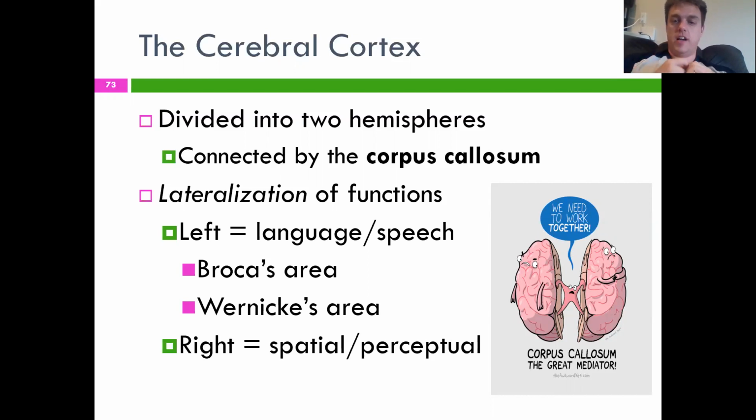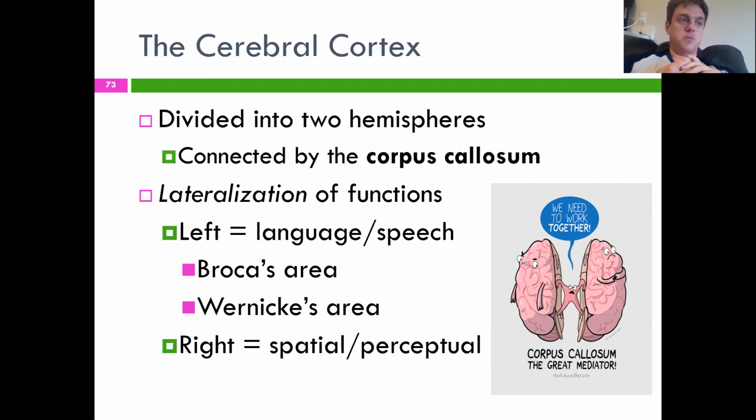Furthermore, the left side actually has two special areas involved in speech and two different aspects of speech. First of all, you have Broca's area, and this is going to be all about speech production. Okay? Broca's area is speech production. Wernicke's area is about speech and language comprehension.